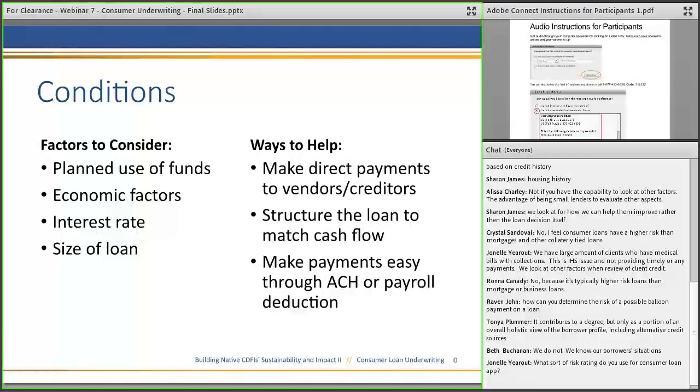Conditions, factors to consider. What are they using the funds for? Other economic factors, like what is the economic climate in your area right now? Are there a lot of jobs? Are a lot of people getting laid off? The interest rate, the size of loans, ways that your CDFI can help. You can make direct payments to the vendors and creditors, especially for a debt consolidation or a credit repair. Instead of giving the money to your client, you can pay the particular vendors that they owe money to. You structure their loan, as we talked about earlier, to meet their cash flow. Make payments easy through ACH or payroll deductions, including per capita.